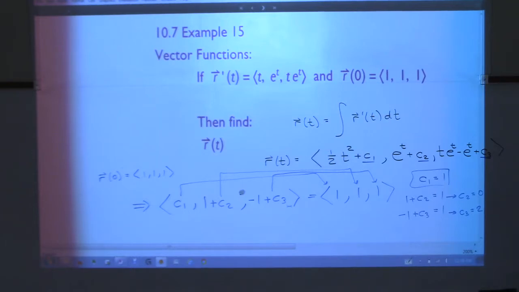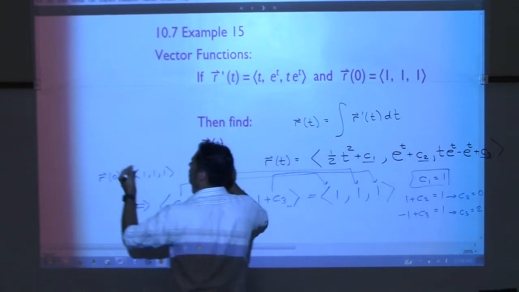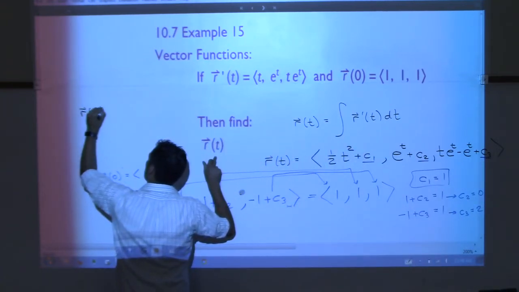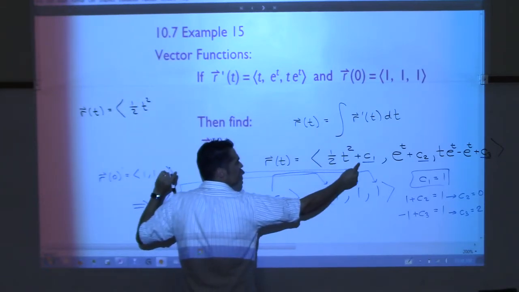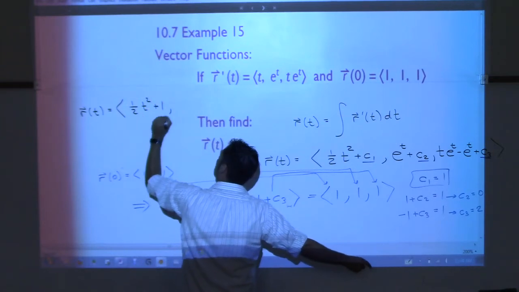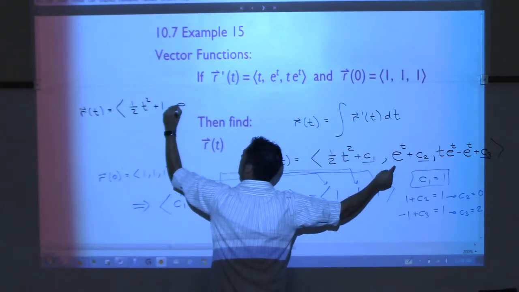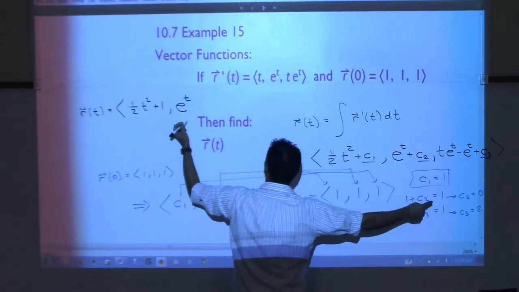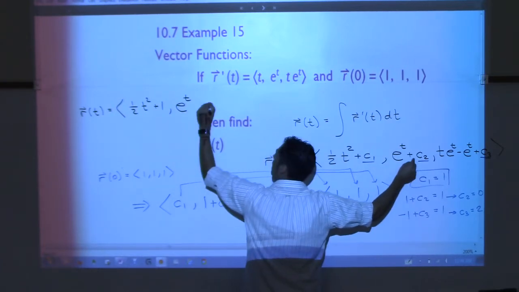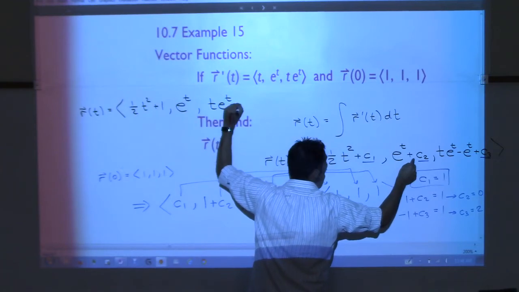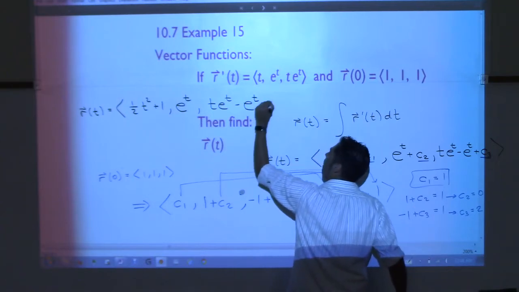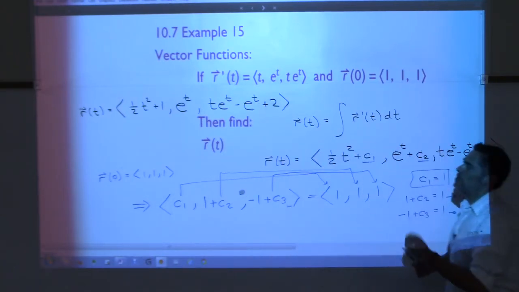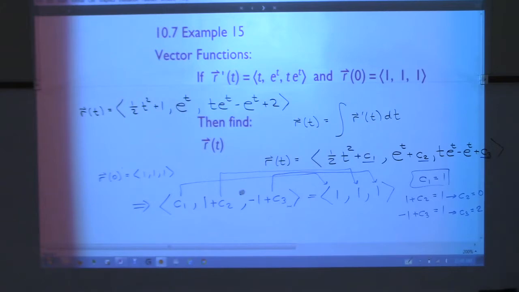So my final answer here is r of t is the vector 1/2 t squared plus C1, but C1 is 1, so plus 1. And then e to the t plus C2, but C2 is 0, so just e to the t. And then finally, t e to the t minus e to the t, plus 2. That is the precise position function that we are looking for.